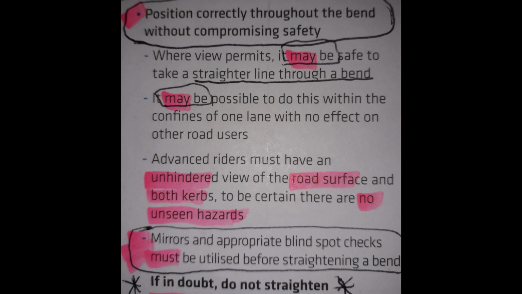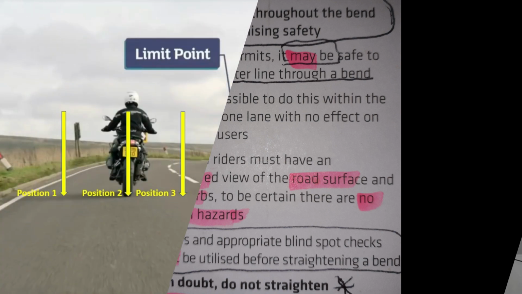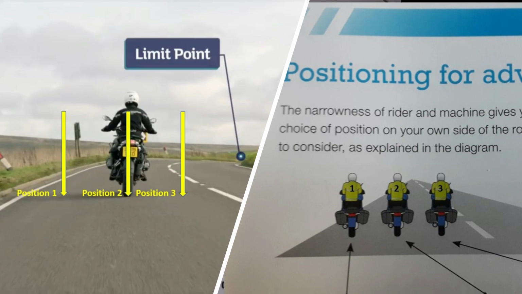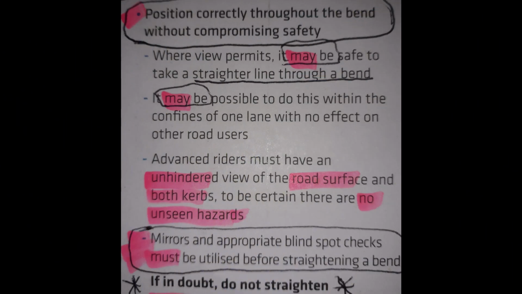But as we turn to page 28, there is a section in regards to your position, where it says position correctly throughout the bend, but remember, nobody told Bob how to position in position 2 instead of position 1 for his right hand bend.